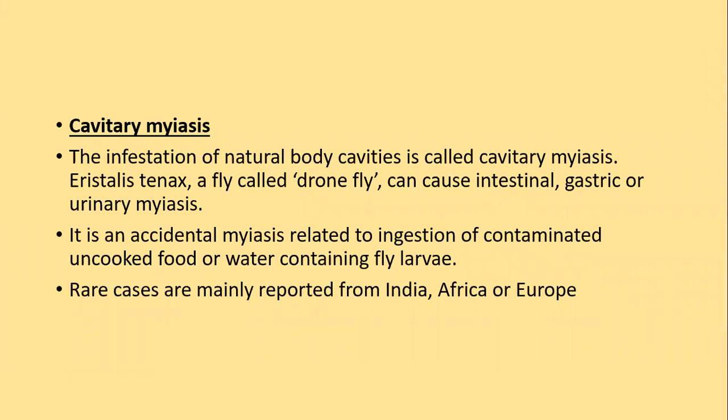Then there is another myiasis which is called the cavitary myiasis. Infestation of the natural body cavities is called cavitary myiasis. Eristalis tenax, a fly called the drone fly, can cause intestinal, gastric, or urinary myiasis. It's an accidental myiasis related to the ingestion of contaminated, uncooked food or water containing the fly larvae. Rare cases are mainly reported in India, Africa, and Europe.